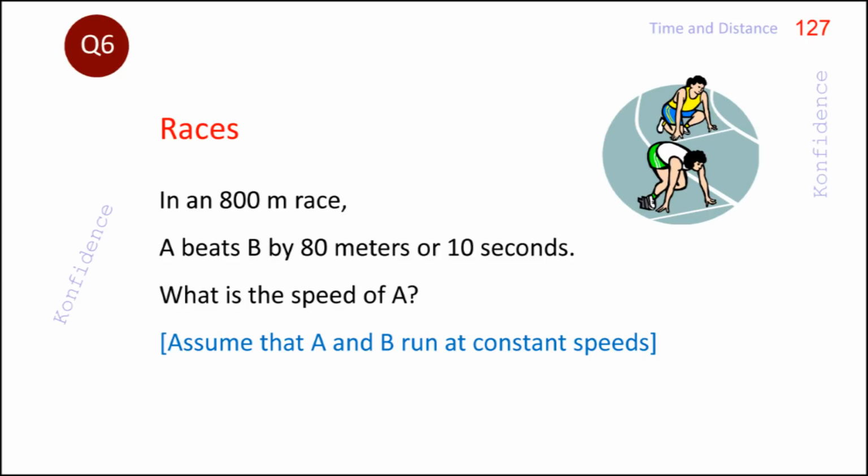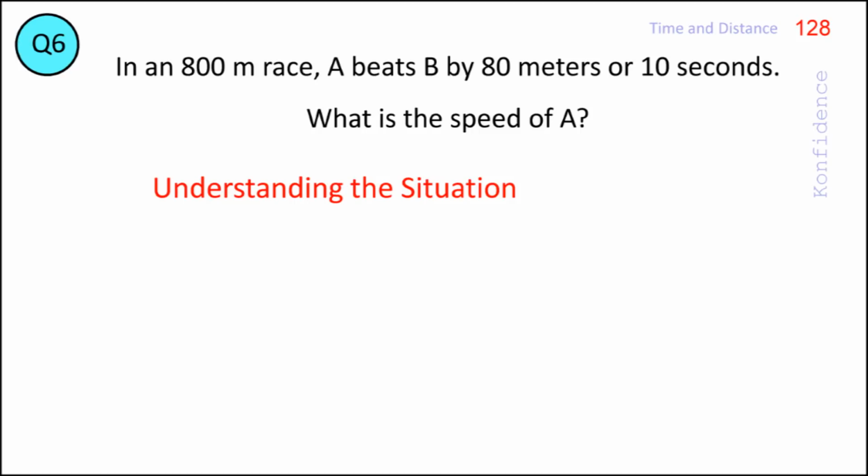What is the speed of A? In order to do this problem and similar problems from this category, we should assume that A and B run at constant speeds. Even though, from a practical point of view, that is not feasible, we would have to assume such a thing to do this question. Even though there is just one sentence in the question, there is a lot to understand here. It says that the race was an 800-meter race.